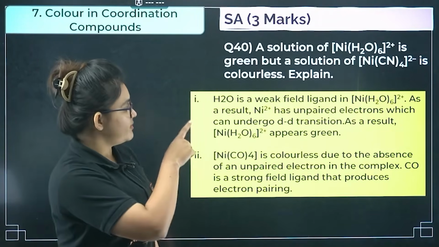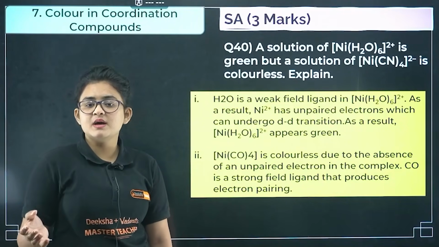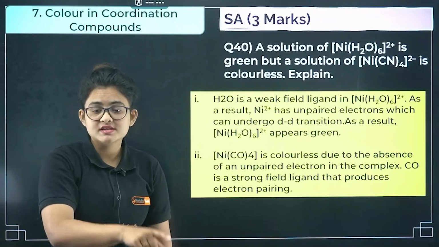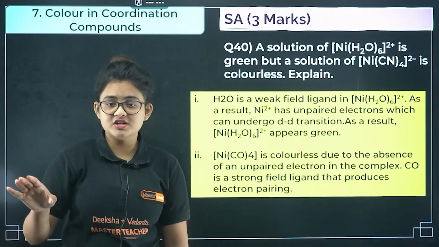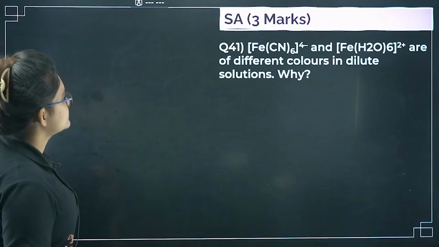But whenever it comes to the matter of CN, for this case what happens? No unpaired electron is present because it will force pair the electrons, hence there is no d to d transition, hence no color. Okay, proceed.